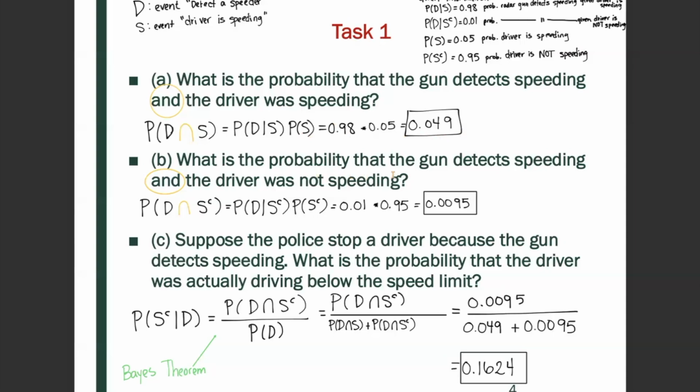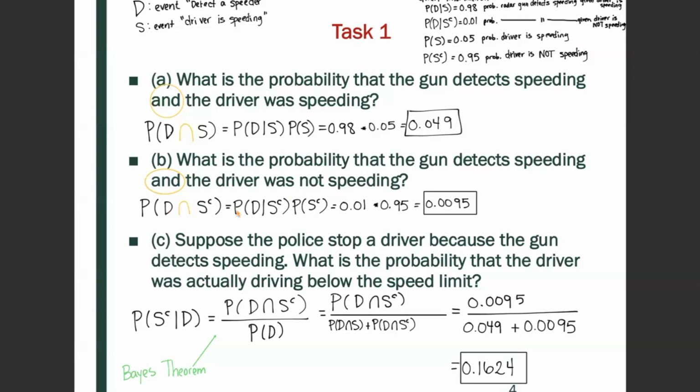What is the probability that the gun detects speeding and the driver was not speeding? Here, that's going to be the probability of D intersect S complement. S complement is that the driver is not speeding, and D is that we detect speeding. And here we have an intersect again because we have this "and." So we are interested in this event and this event happening.